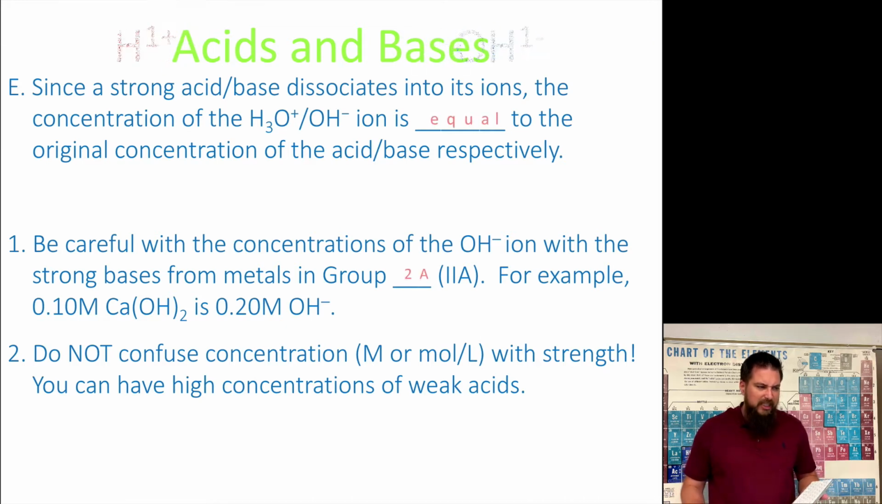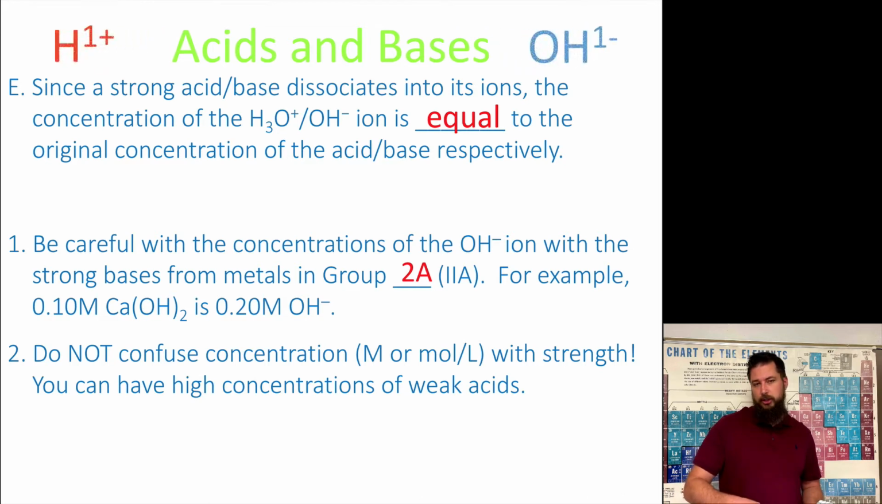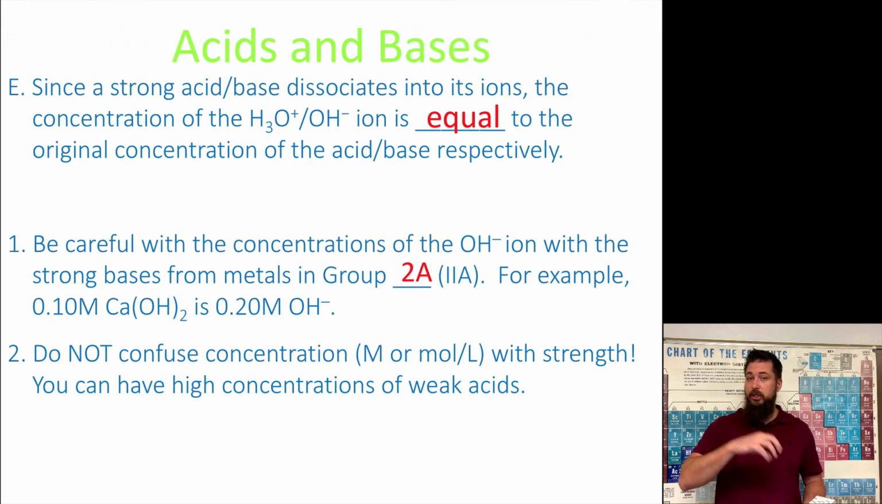Now, since a strong acid and base dissociates into ions, the hydrogen ion concentration in solution is going to be equal to the original concentration of the acid or base respectively. So that means, like, if we have a 1 molar solution of HCl, because HCl is a strong acid and it 100% dissociates, that means we're going to have a 1 molar solution of hydrogen ion also, because all of the HCl is giving off the hydrogen ion.